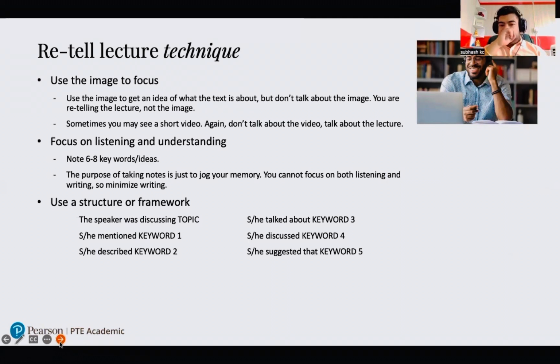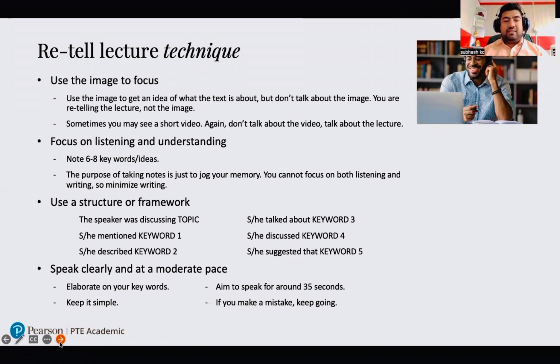See, these keywords you can use: the speaker was discussing, he talked about, he or she mentioned, he or she discussed, he or she described, he suggested. Keep it simple. You don't have much time to speak. You have to retell the lecture within 40 seconds. So how to utilize that 40 seconds well and show your fluency and pronunciation is what matters. My suggestion would be to take 12 to 15 keywords and put them in the template. That way your job is done.